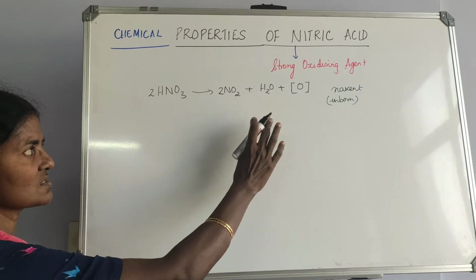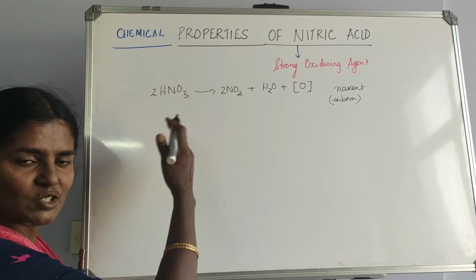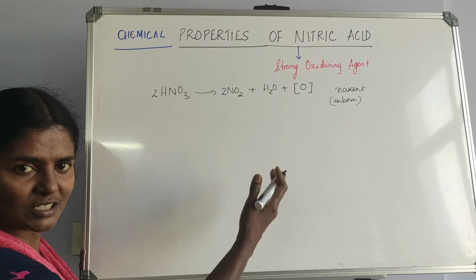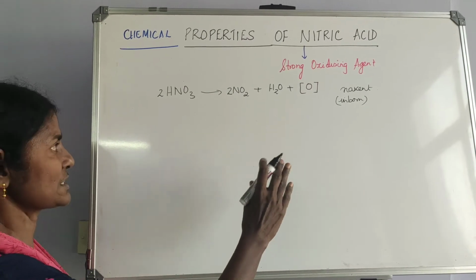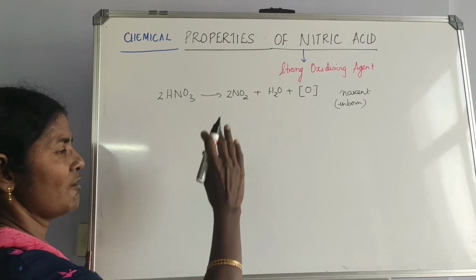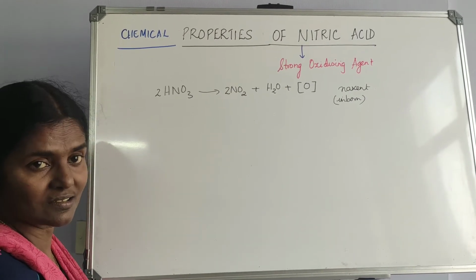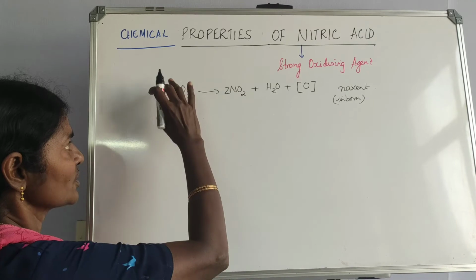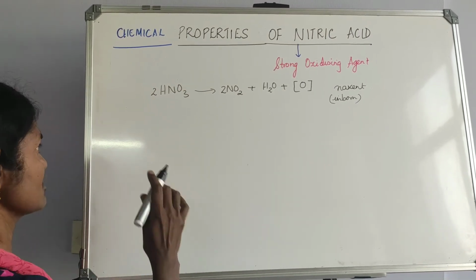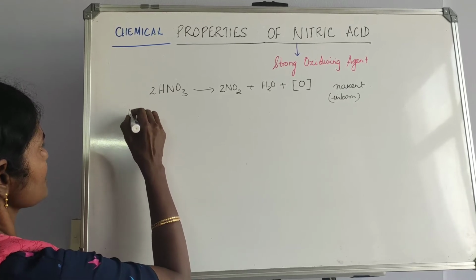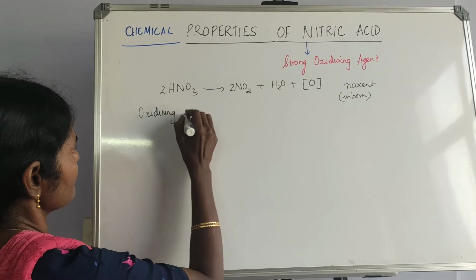Now with this oxygen, nitric acid can add on oxygen to various compounds, so oxidize them, thereby it reduces to different compounds like NO2 or NO, or various kinds of oxides of nitrogen depending on the concentration of nitric acid. That is the speciality of nitric acid. Now let us see the oxidizing reactions of nitric acid.